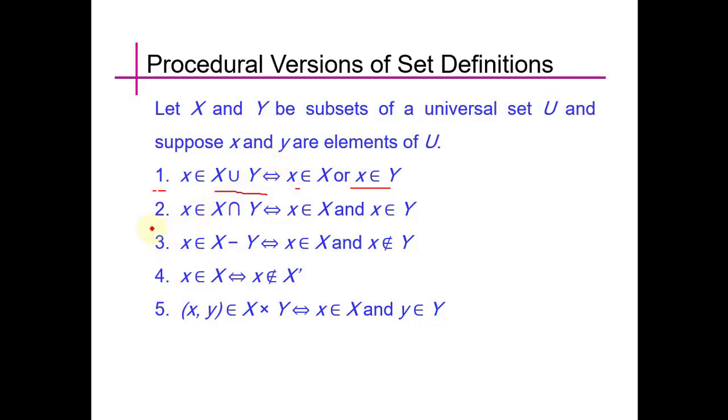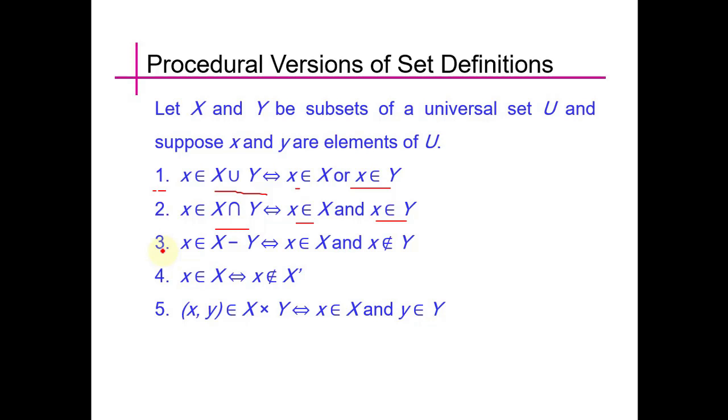And similarly, second, we have x belongs to the intersection of X and Y if and only if x belongs to X and x belongs to Y. Here the connective used is and, so x must belong to capital X and x must belong to capital Y.